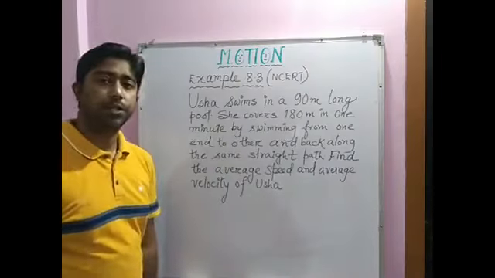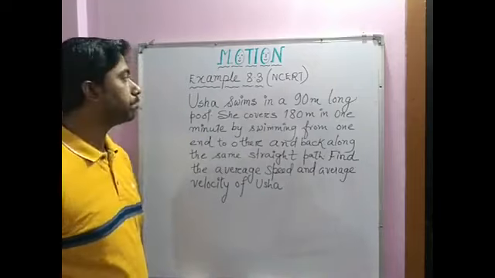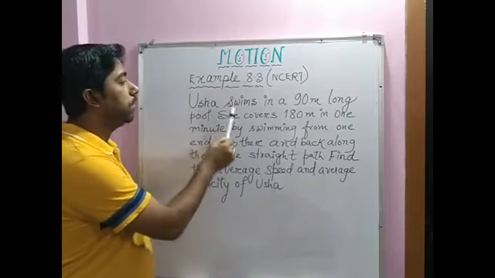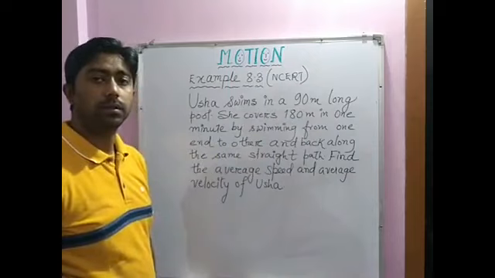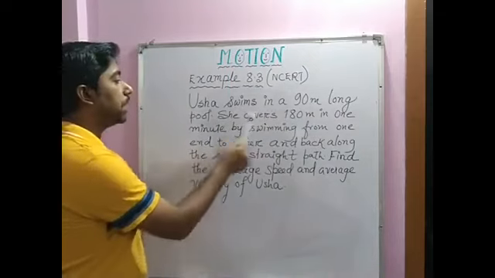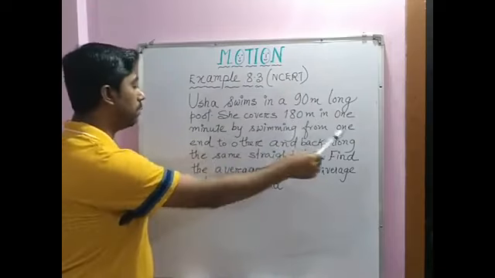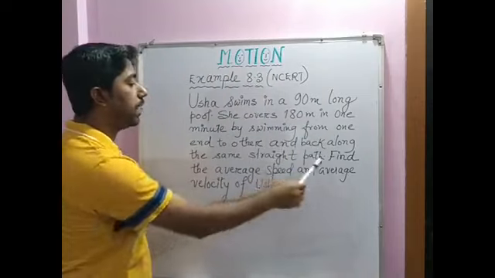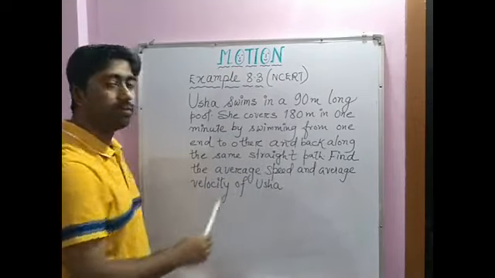Okay, this is our next question. It's also an example from NCERT textbook. The question goes like this. Usha swims in a 90-meter long pool. She covers 180 meter in 1 minute by swimming from one end to other and back along the same straight path. Find the average speed and average velocity of Usha.